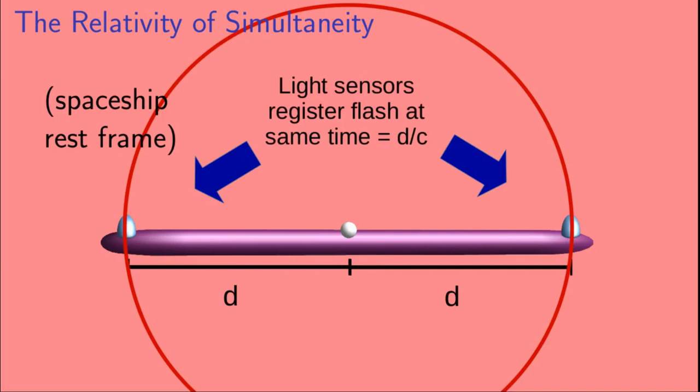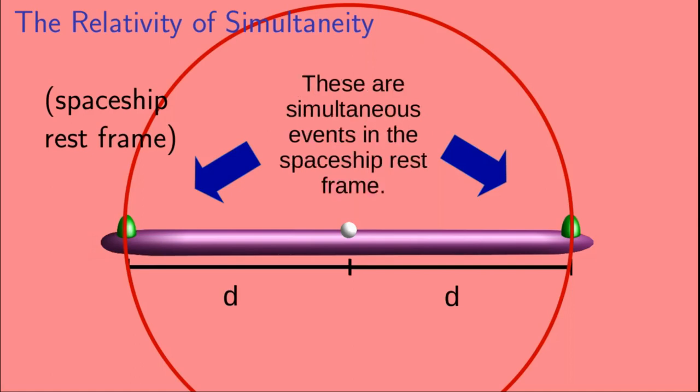After a time d divided by c in the spaceship rest frame, the light front reaches both sensors, and they register the flash. The left and right sensors' registering of the flash are simultaneous events in the spaceship rest frame.